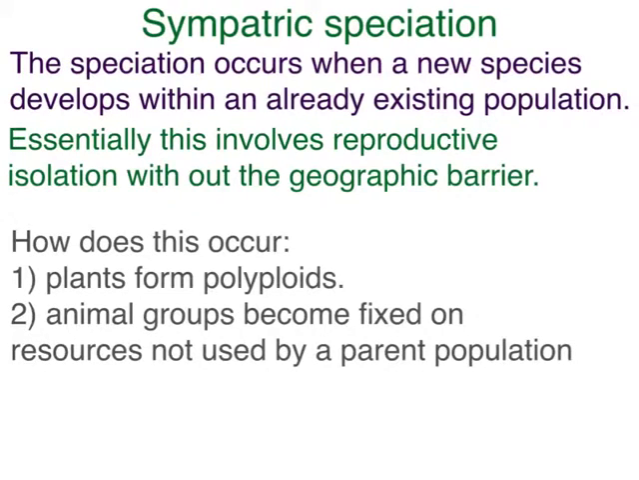How does it happen in animals, though? Because polyploidy wouldn't really work in animals. Well, animal groups within a particular population may become fixed on a particular resource that's not commonly used by the parent population. And then over a period of time, they may only mate with each other, which of course will change the gene pool of that in-group of animals, that subpopulation of animals. Let me give you a more specific example.